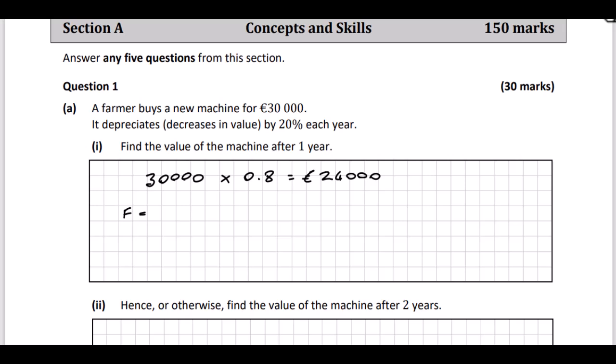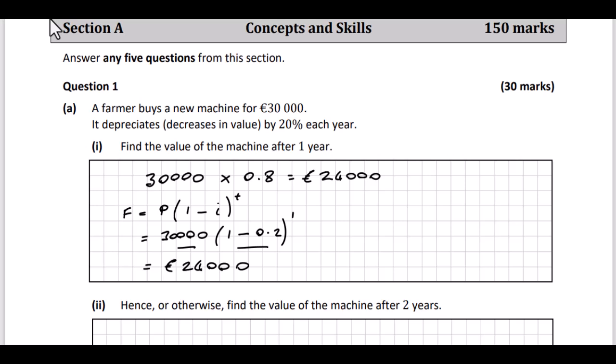F is equal to P(1 minus I) to the power of T. F is the final value, P is the principal, I is the interest rate as a decimal, and T is the time. So the principal here is 30,000. It's 1 minus 20% as a decimal, so 1 minus 0.2, this is where the 0.8 comes from. And we raise that to the power of 1. So you can see that here we have the 0.8, here we have the 30,000, and you'll get your 24,000 euros there.